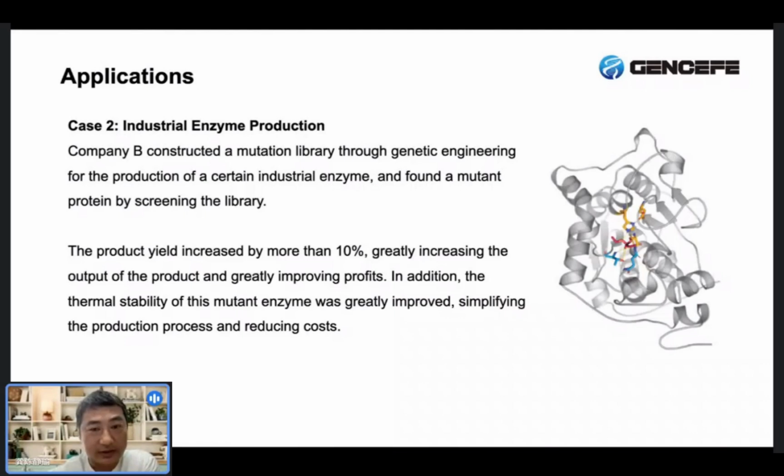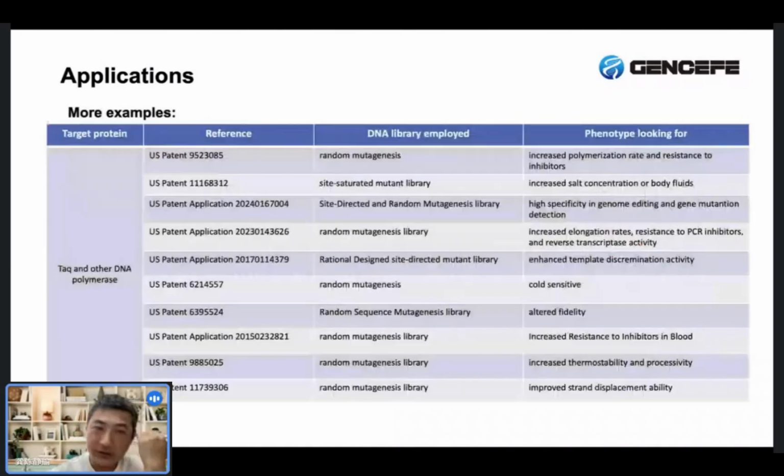I found that they got a 10% increase of activity, which is a very significant increase in industrial production. So I looked for examples and found a lot of articles making mutant libraries. Here is an example: Taq polymerase is widely investigated. So I list here some articles. In these articles, different kinds of DNA libraries were used.